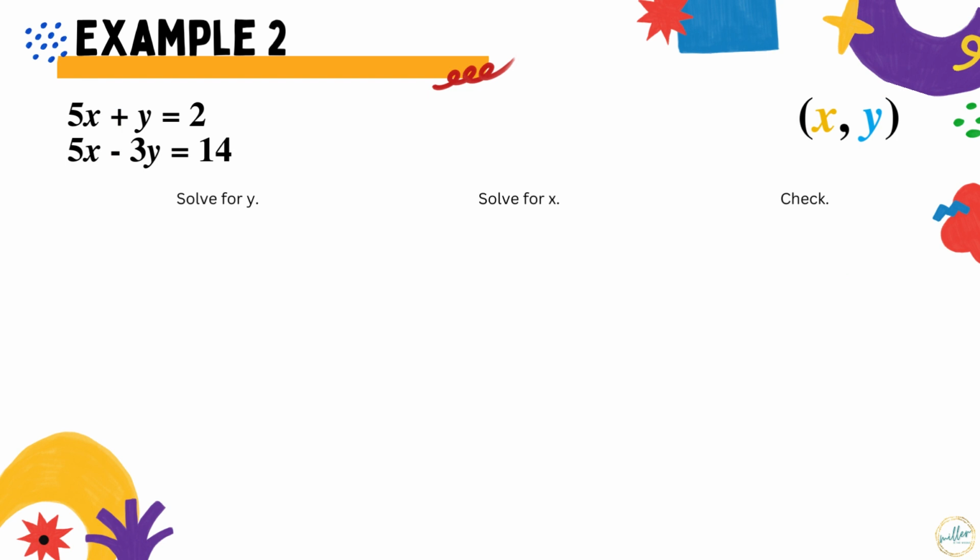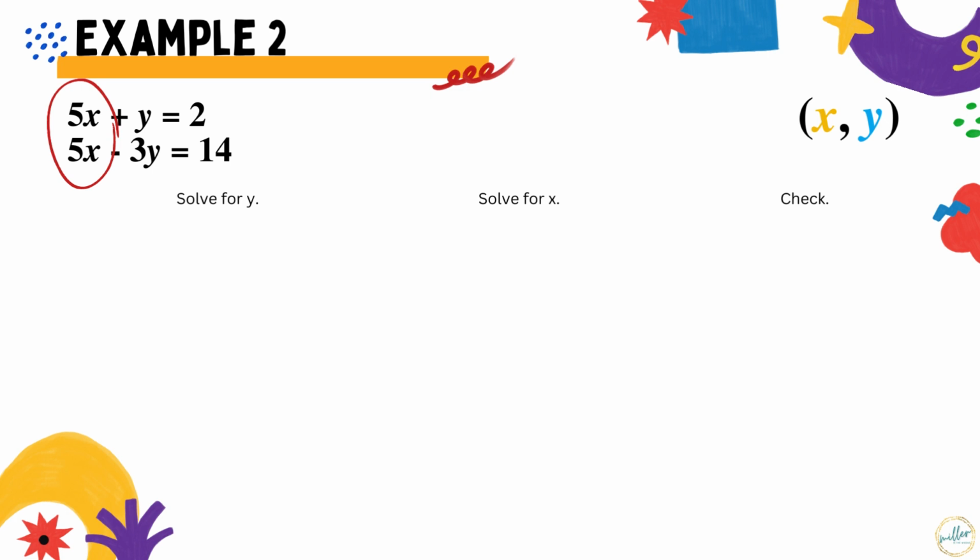Example number 2, 5x plus y equals 2, and 5x minus 3y equals 14. This time, you might notice that we have two x terms with 5 as a coefficient, but we need them to be opposite, like a positive 5 and a negative 5, in order to add them together and eliminate. So our first thing we need to do in this problem is choose one of the equations and multiply the whole equation by negative 1. That's going to change the sign of every term in the equation.